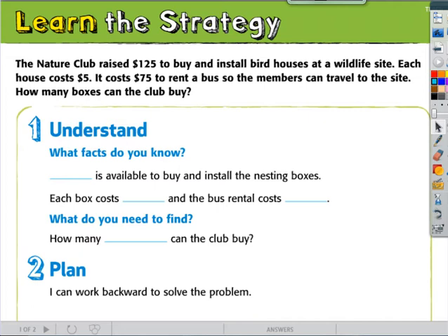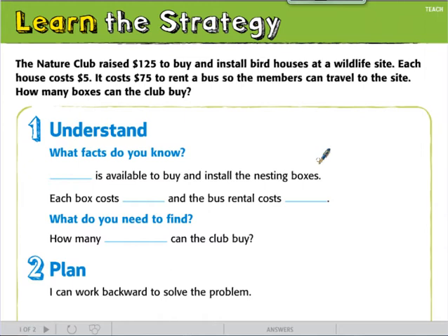Showalter. $125. Okay. Now each box is going to cost us how much? Okay, I'm coming back to you, Camille. $5. Thank you for paying attention. And the bus rental is going to cost what, Denise? $75. Thank you.